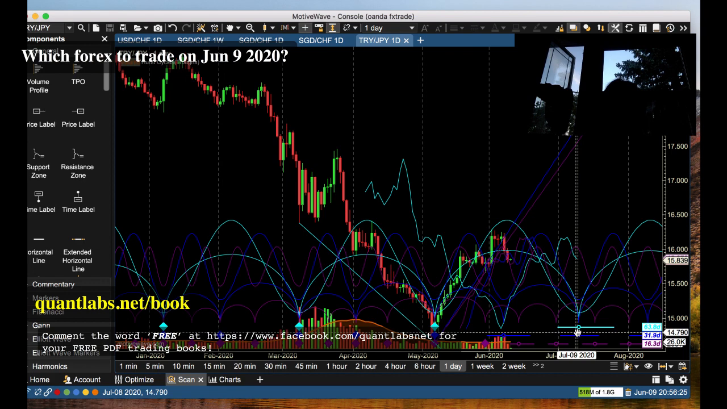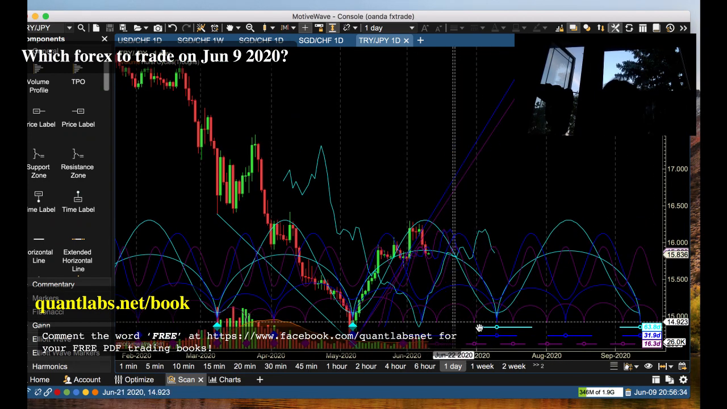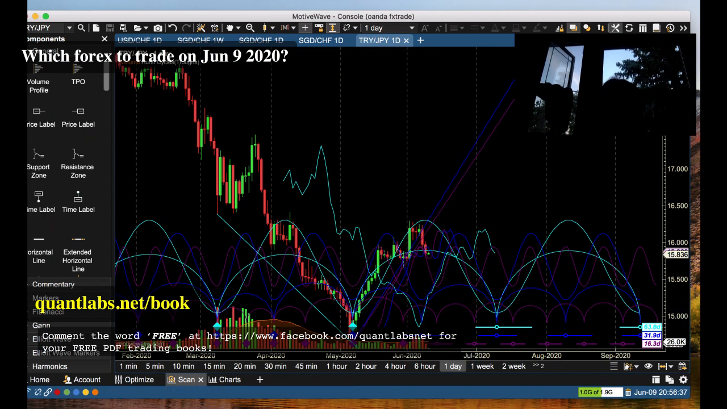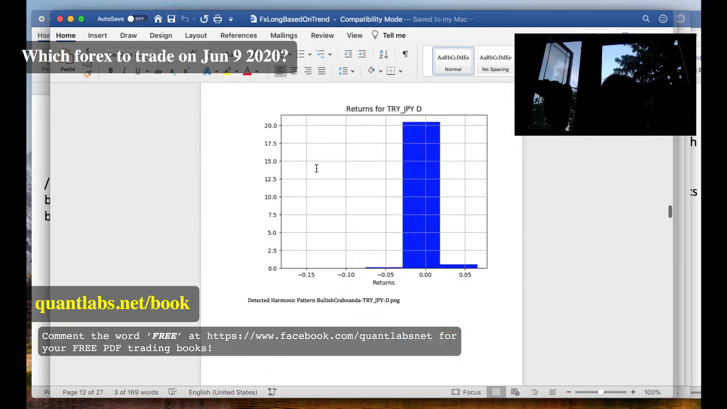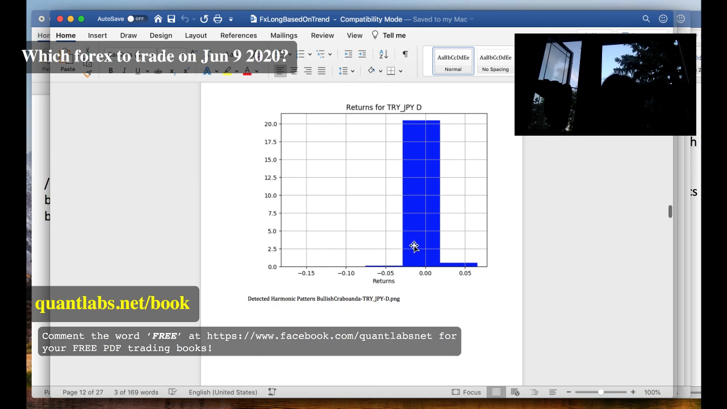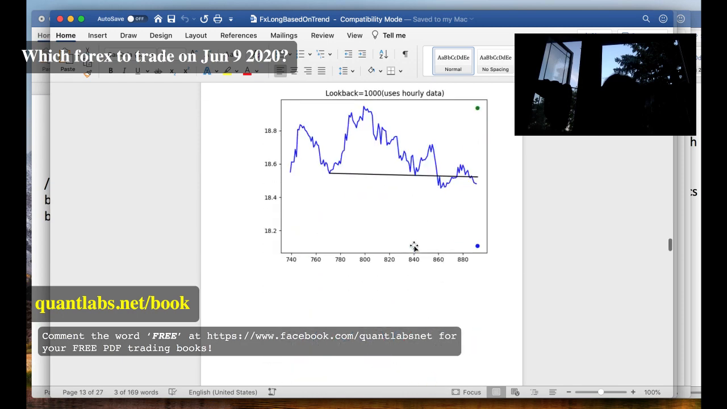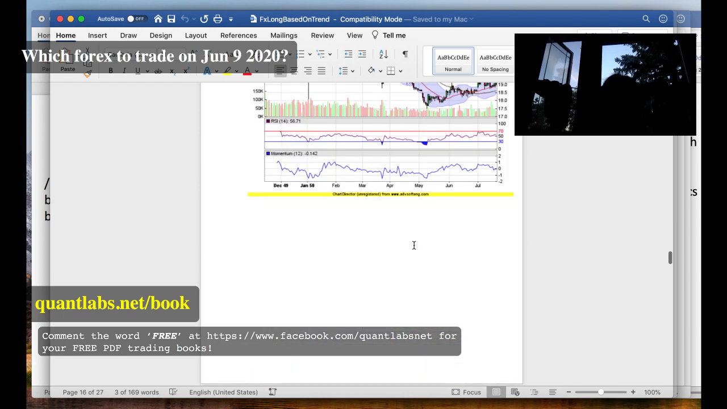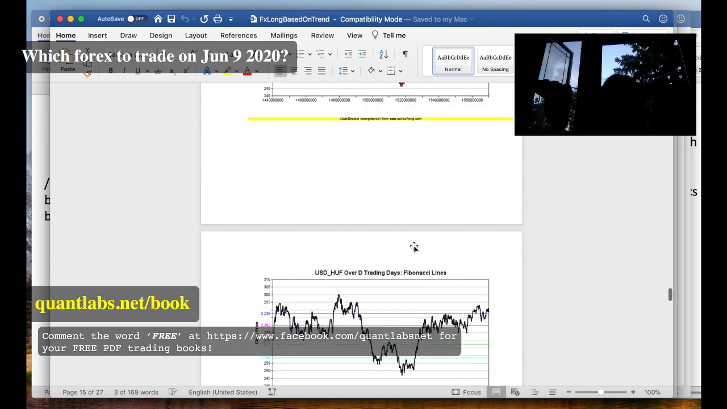There might be some validity to this on the TRY JPY, but how big will it be? I don't know. But it's already in its peak, so the timing to take the trade is not recommended. Here you can see we've got a lot more negative returns, so bullish, bearish, crabs. Look back, it's flat, flat. Nah, this is definitely a trade I wouldn't pick up on.